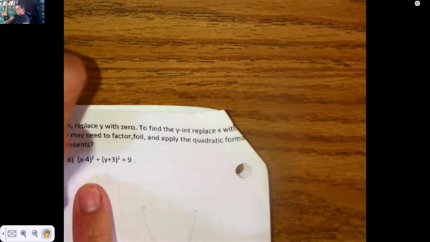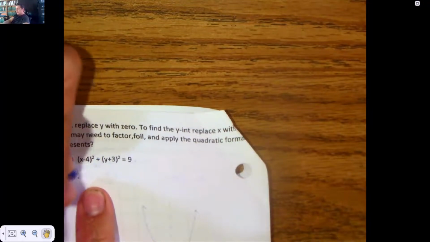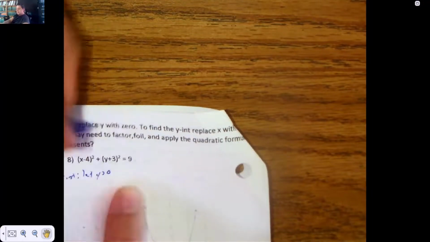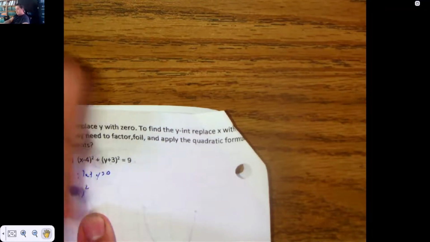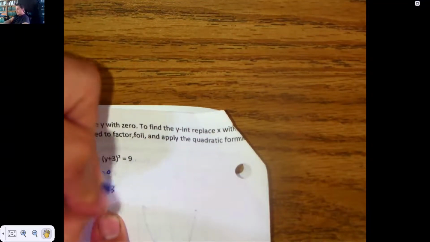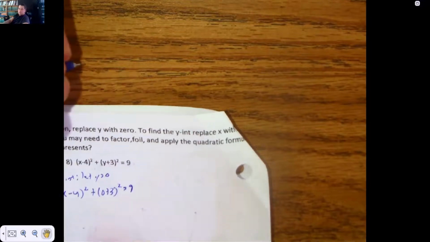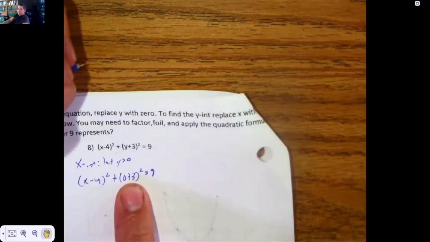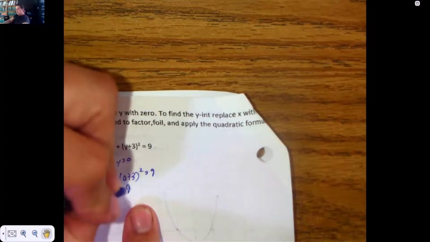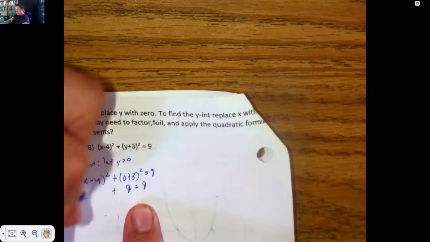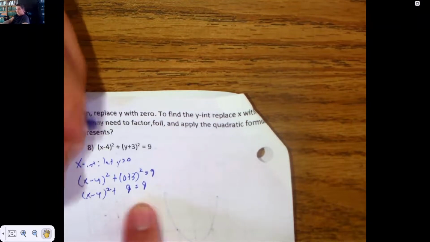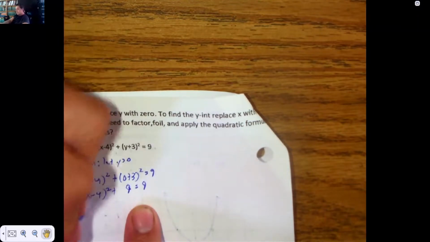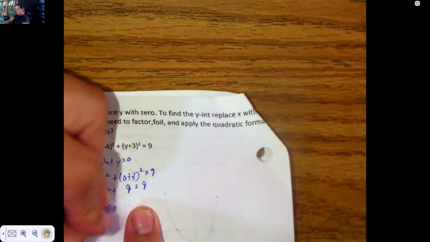So I'm going to go after the x-intercept first. I'm going to let my y value be 0. So this y becomes a 0. X minus 4 all squared plus 0 plus 3 squared is 9. Now 0 plus 3 is 3. 3 squared is 9. So x minus 4 all squared plus 9 is 9. Subtract 9, I get a 0.